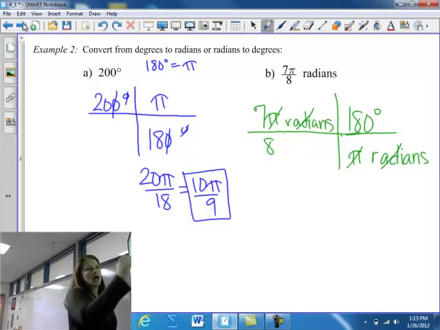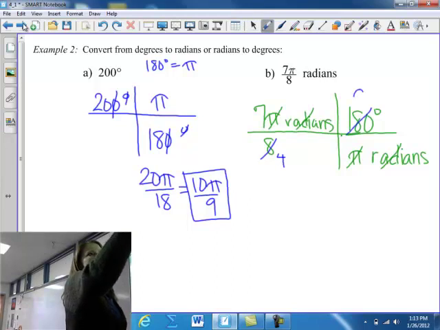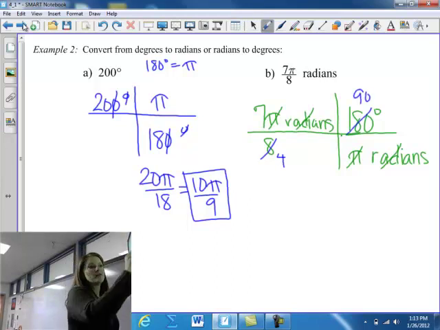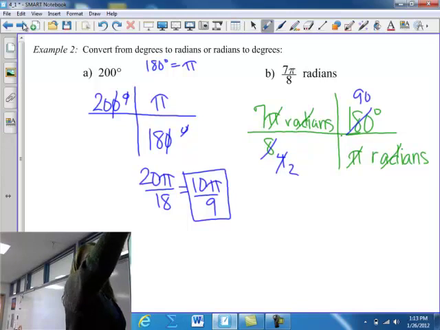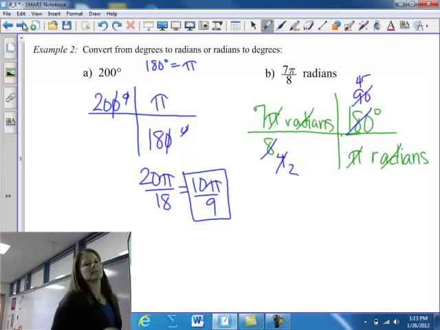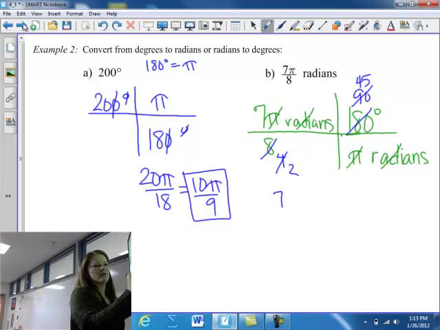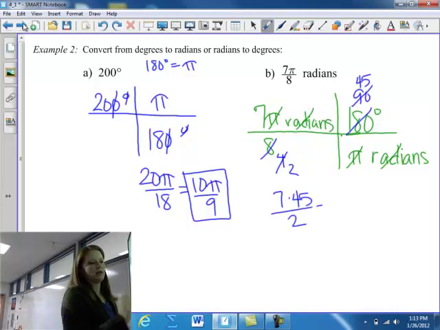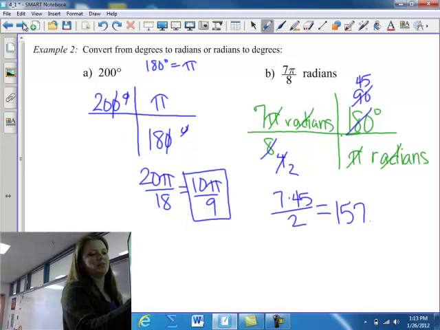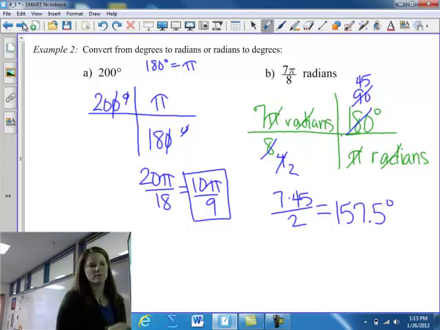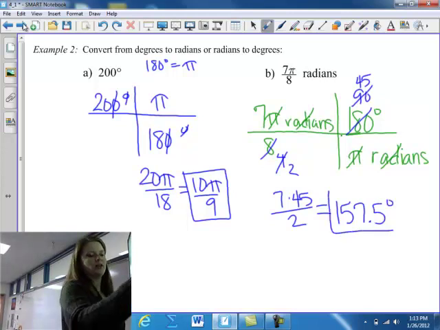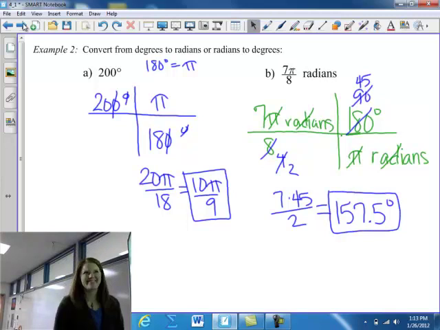I don't really want to do all that in my head. I know that 2 goes into 8, and I know that 2 goes into 180 because that's 90. I know that 2 goes into 4, and 2 goes into 90. So now all I have to do is 7 times 45 all over 2. Okay? So go ahead and give that a try. It'll be 22.5 times 7. I got 157.5 degrees. And 157.5 degrees is beautiful. But don't forget the degrees. 7 times 180 divided by 8. On your calculator? Yes. Cheater.